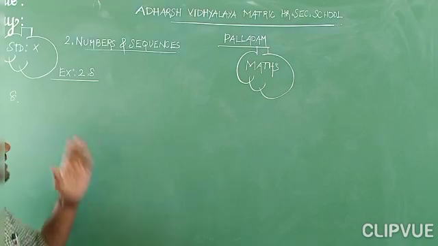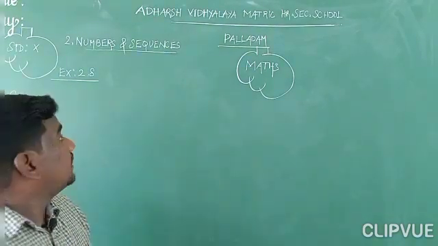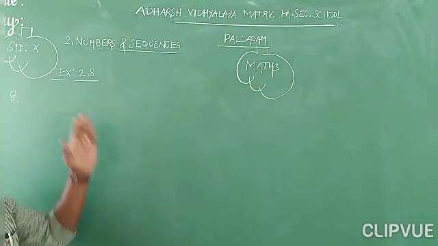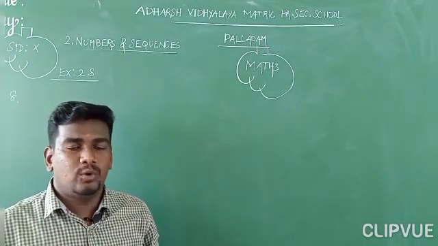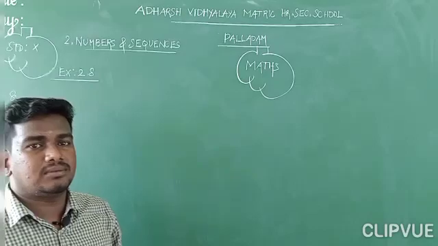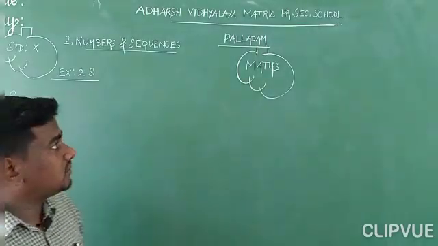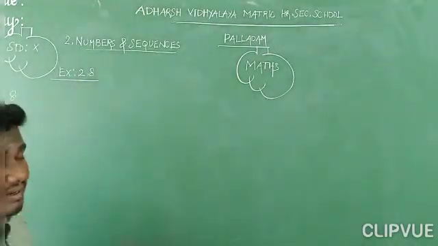Here we are discussing the second chapter, numbers and sequences, and we have solved exercise 2.8. The first 7 problems we have completed. I hope you all understood. So now we are going to see question number 8.